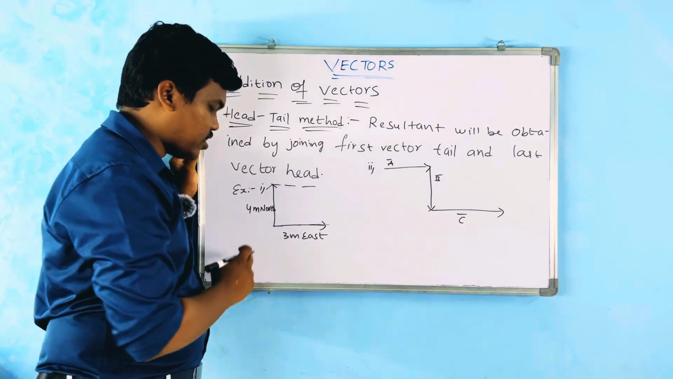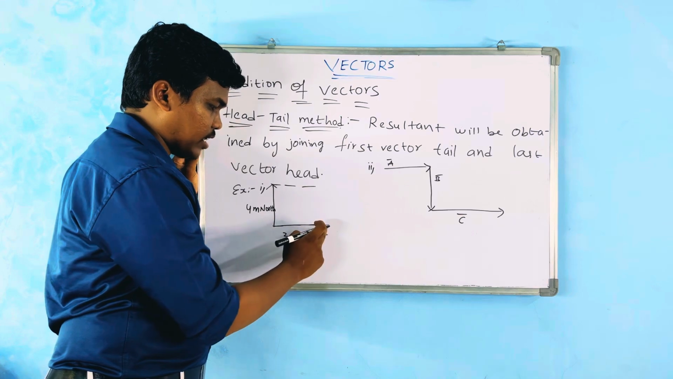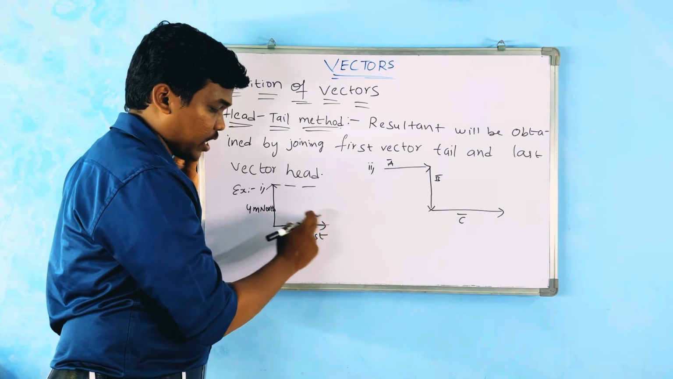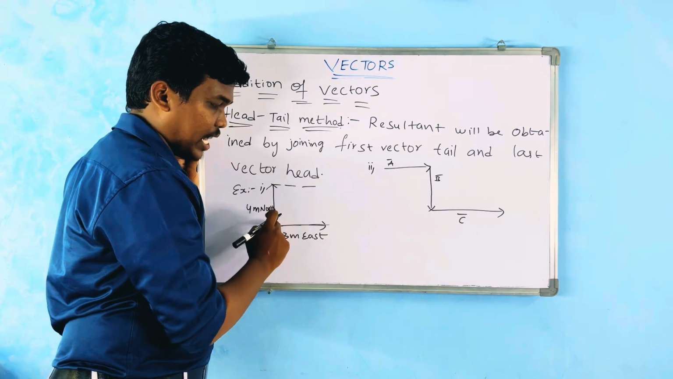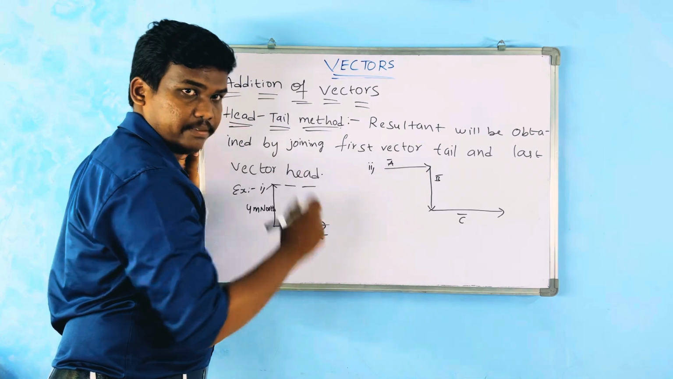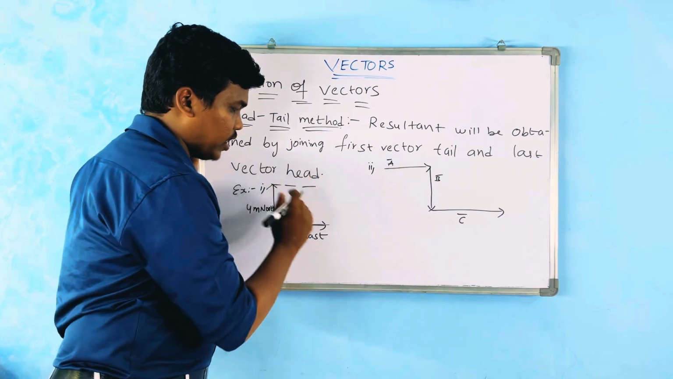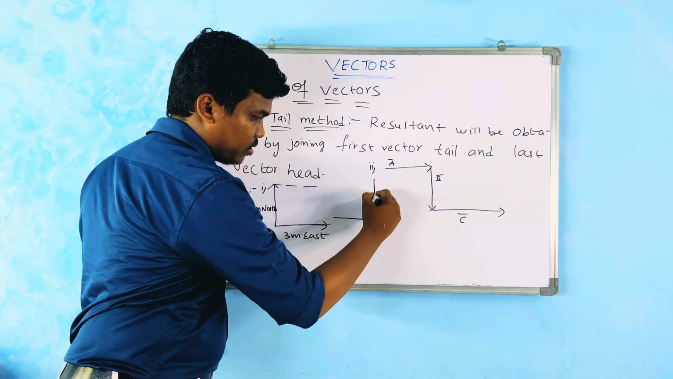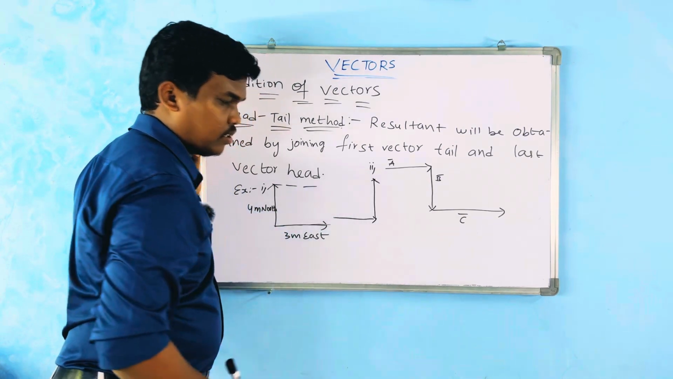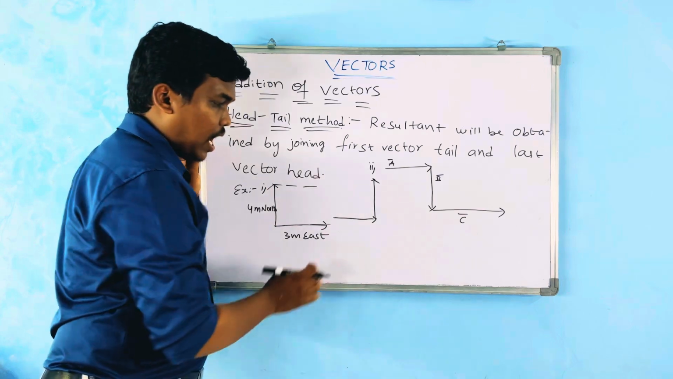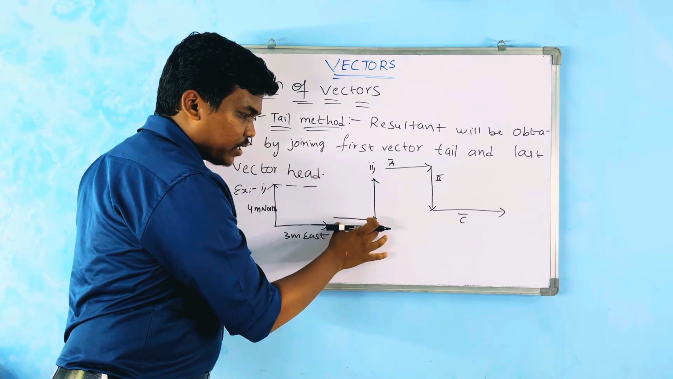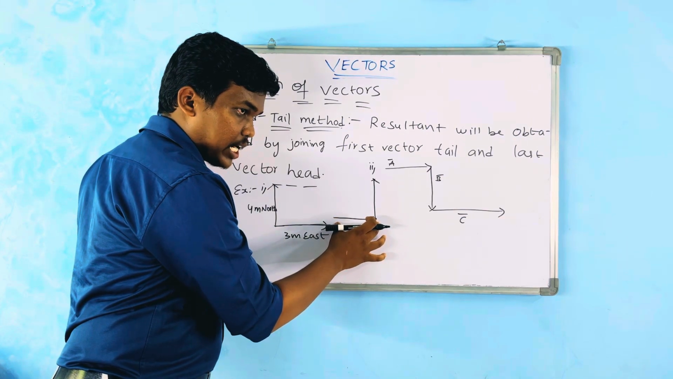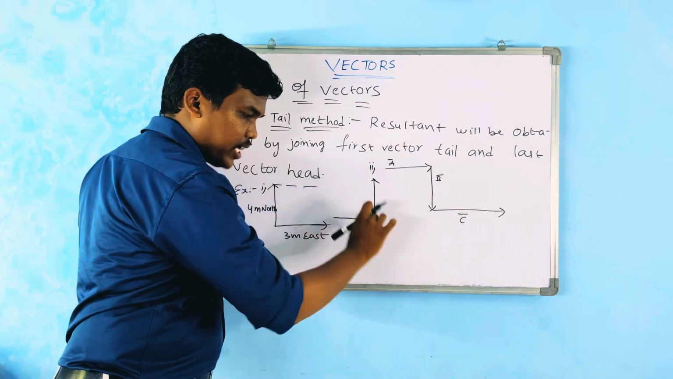If I do a parallel shift, the first vector tail will touch the first vector, second vector, last vector tail will touch the first vector head. So that I am doing a parallel shift. Here is the first vector, here is the last vector. First step is this. I should rearrange the vectors so that the first vector head should touch the last vector tail.